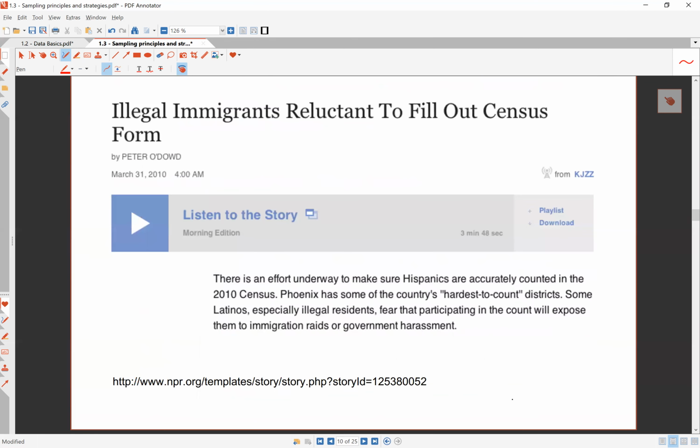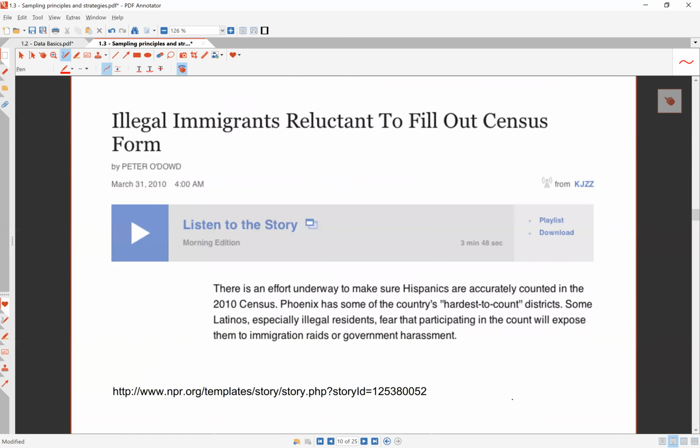In fact, this is something we saw in the news last year with the census as well, but here's a story from 10 years ago talking about how undocumented immigrants were very reluctant to fill out the census. And we know that was happening last year as well.